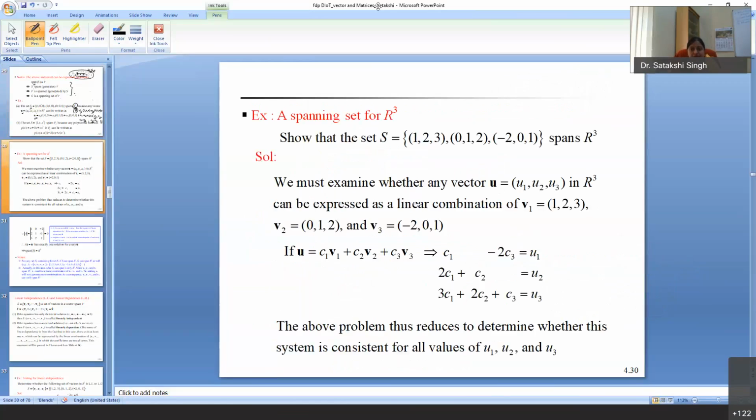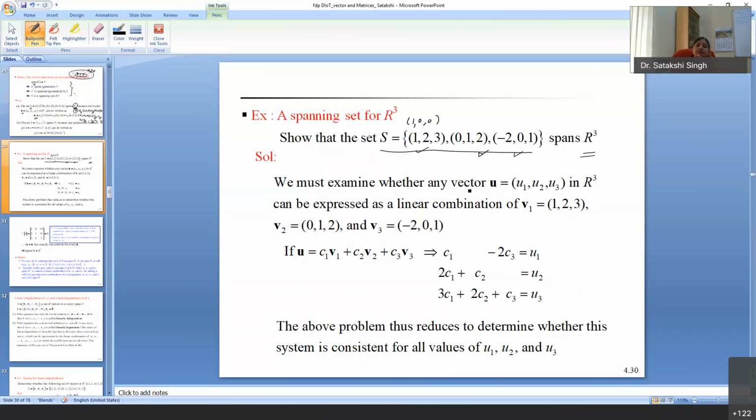Similarly, we have another example. You can go through it also. In this case, we again have to show that the given set of vectors spans R3. Previously we had the vectors 1, 0, 0, 0, 1, 0, 0, 0, 1, but now we have other vectors.